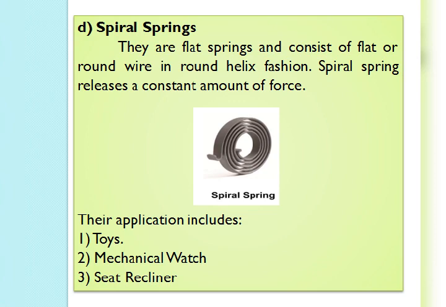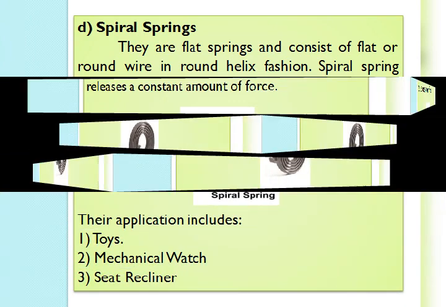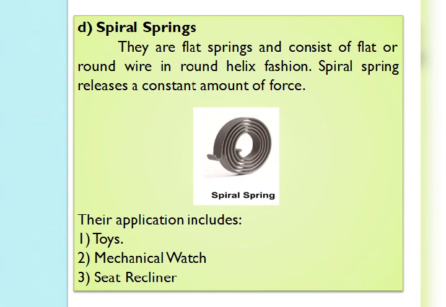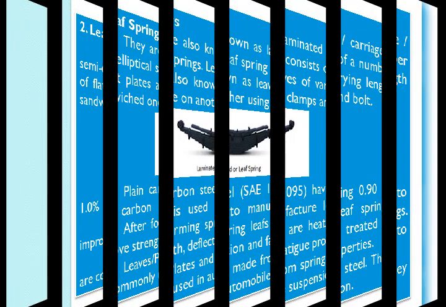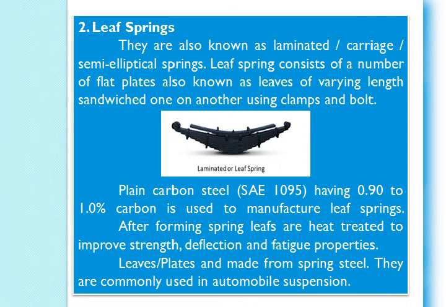Other applications of this particular spring include toys, and the remaining ones such as mechanical watches and seat recliner. In these, we are using this spiral spring. This is all about the four types of helical or coil spring, such as tension spring, compression spring, spiral, and torsion spring.